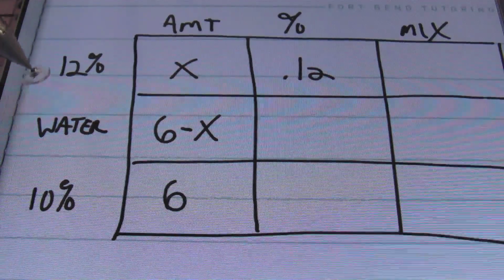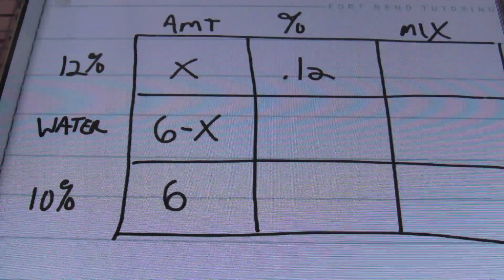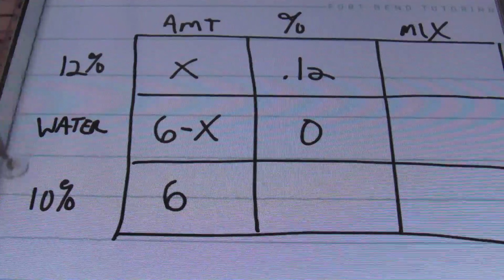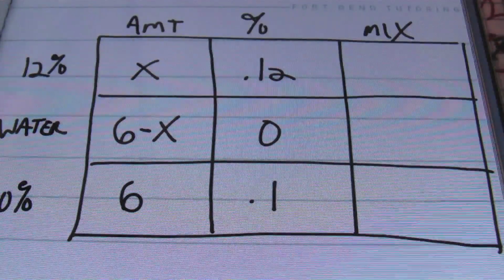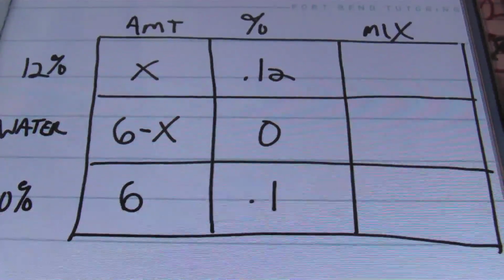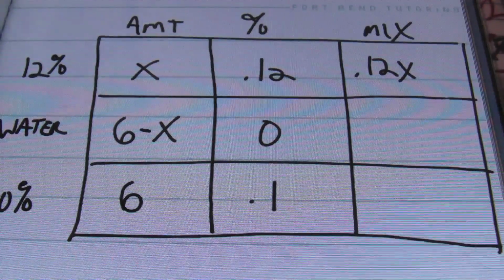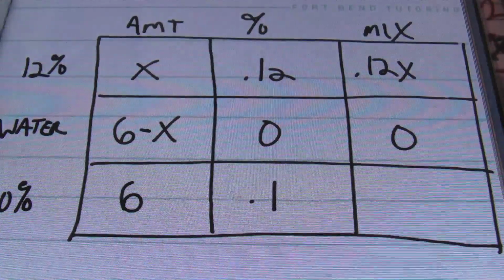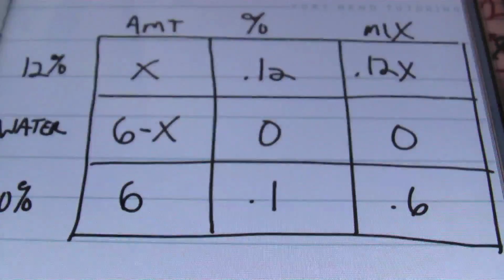How much alcohol is in water? Exactly, ladies and gentlemen, 0%. So therefore, this is just 0 right here. Then finally, my 10% is going to be written as 1/10. Remember that it's going to be the first column times the second column that'll always equal the third column. So I'll end up with 12 hundredths x here, multiplying x times 12 hundredths, and 6 minus x times 0. Yeah, that's just 0, ladies and gentlemen. And then finally, 6 times 1/10 gives me 6/10.